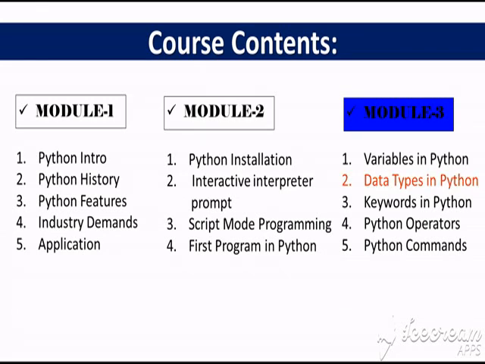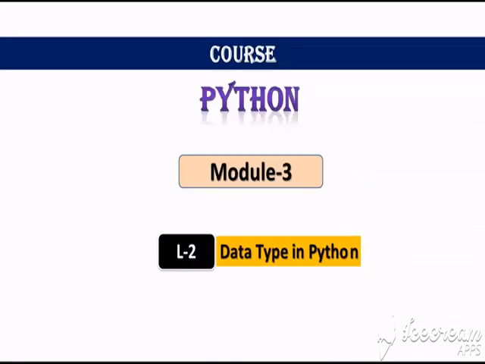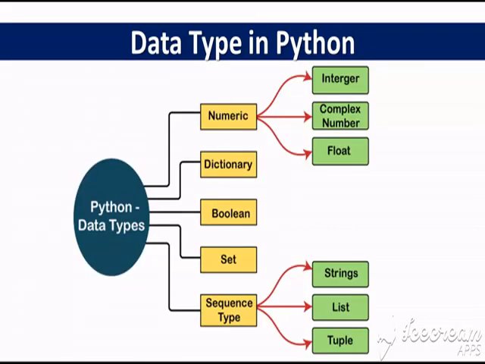Okay, let's start data type in Python. So this is lecture number 2, data type in Python. Okay, so guys, basically there are 5 types of data type in Python: numeric, dictionary, boolean, set and sequence type. Step by step we will discuss the data types of Python in this lecture. Numeric is further divided into 3 parts: integer, complex number and float. And similarly, sequence data type is also divided into 3 types: string, list and tuple.